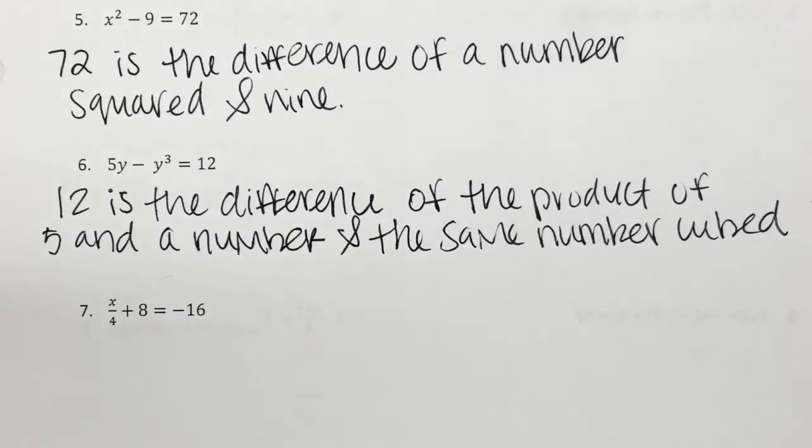Alright, who wants to share the answer for number 7? Alright, go ahead. Negative 16 is 8 more than the quotient of a number and 4. Perfect. Alright, who else? Go ahead.